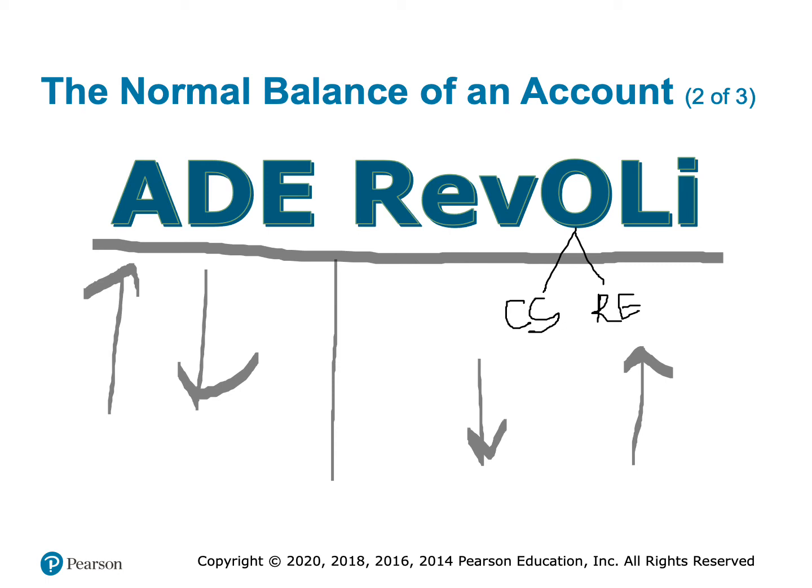So I always encourage students, you want to write ADE readily across the top of your homework page, your notes page, whatever you're working problems out on, so that you can think through, okay, this is an asset, it's going up, I need to debit it. This is a revenue, it's going up, I need to credit it. This is a liability, it's going down, I need to debit it. You can think through that thought process.